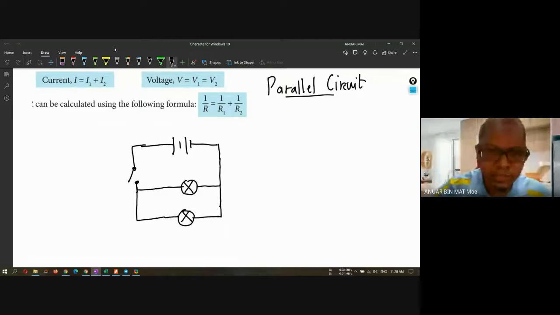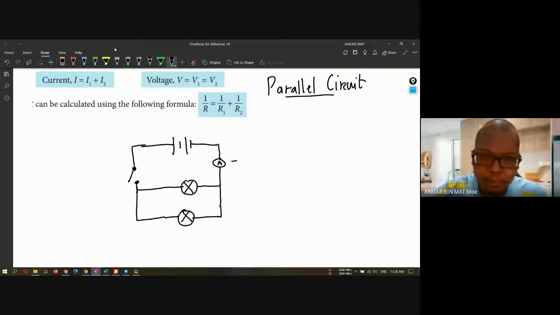So how do we measure the current inside a parallel circuit? If you refer here, total current equals current number 1 plus current number 2. Meaning that if the total current here... this is the ammeter.